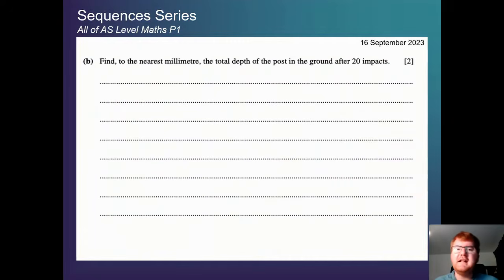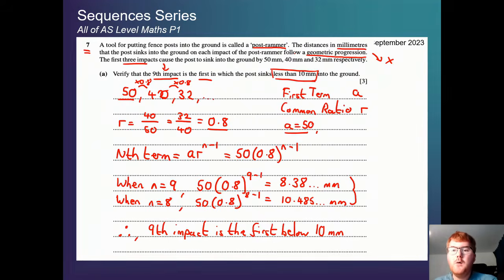Now on to the next two parts of the question, which are much more standard. And the first thing, find to the nearest millimetre. So notice the rounding that we have to do here. The total depth of the post after 20 impacts. As soon as I see total in any question, I am thinking the sum formula. Now remember from before, we're looking at geometric here, not arithmetic.